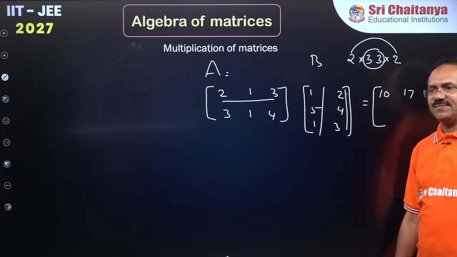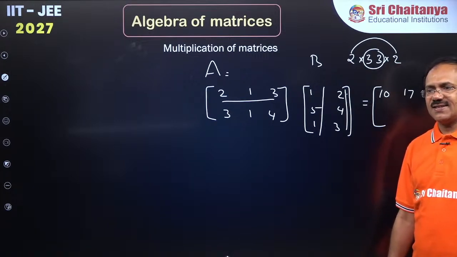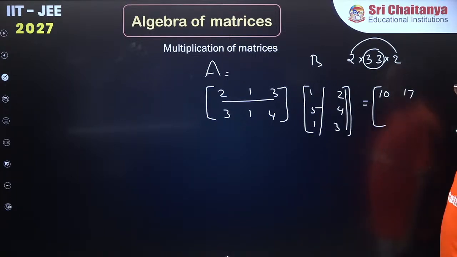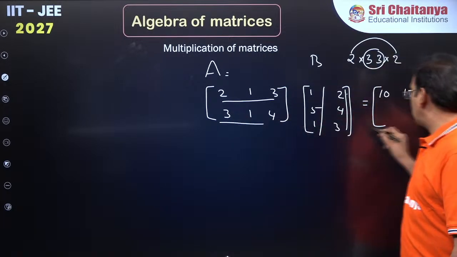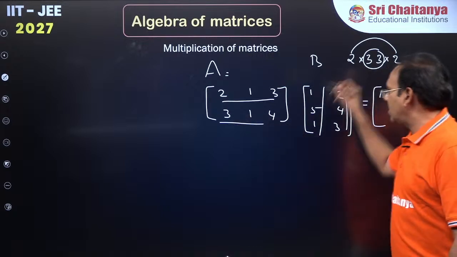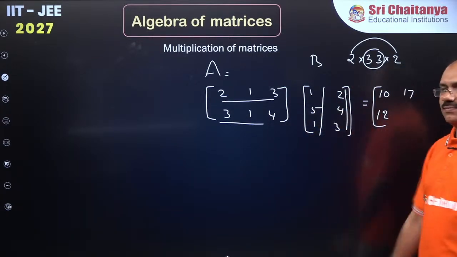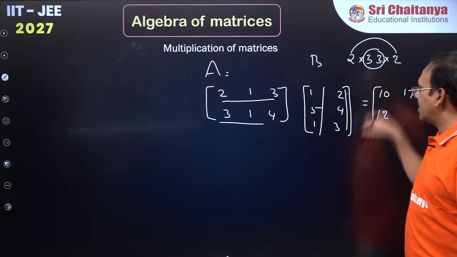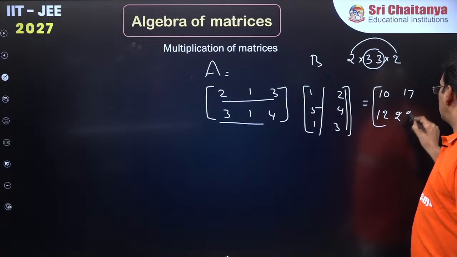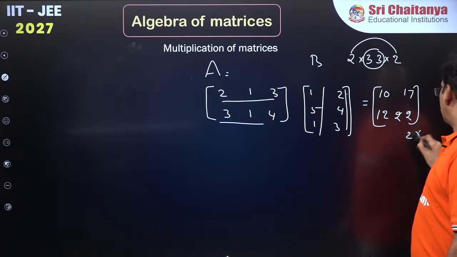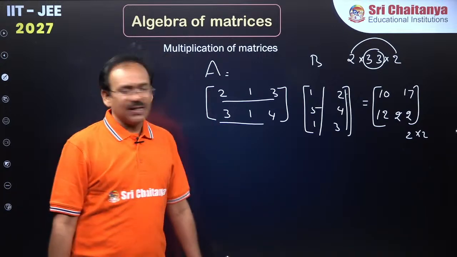Correct everyone? Simple. Now the first row is done, so shift to the second row. Second row, first column: 3 plus 5, 8, 8 plus 4, 12. Now second row, second column: 6 plus 4, 10, 10 plus 12, 22. This is a 2 by 2 matrix. Clear how to multiply AB?